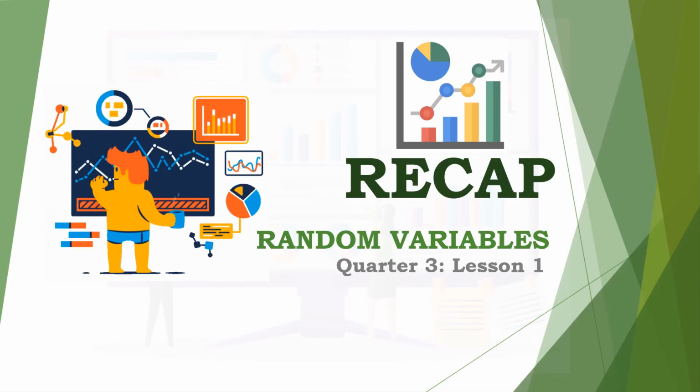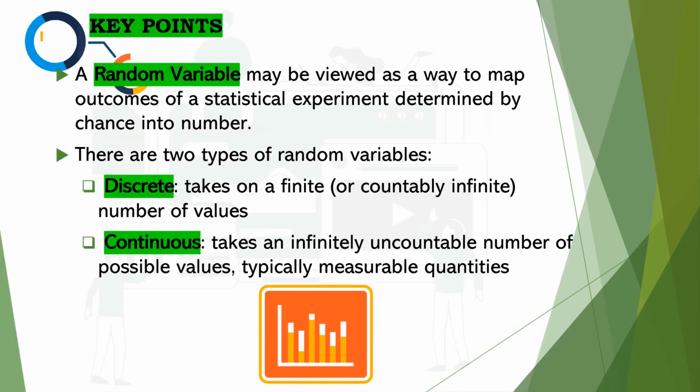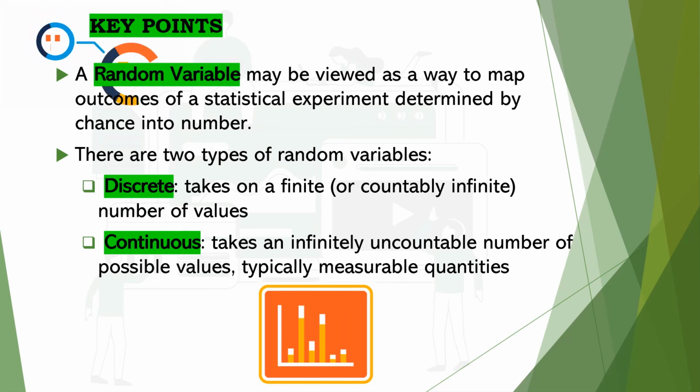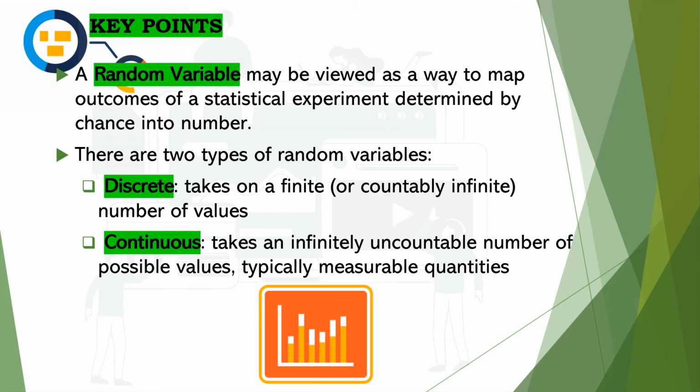Now let's have a quick run through of the lesson. As a recap, we have the following key points. A random variable may be viewed as a way to map outcomes of a statistical experiment determined by chance into numbers. There are two types of random variables. We have the discrete random variable, which takes on a finite or countably infinite number of values, while the continuous random variable takes an infinitely uncountable number of possible values, typically measurable quantities.